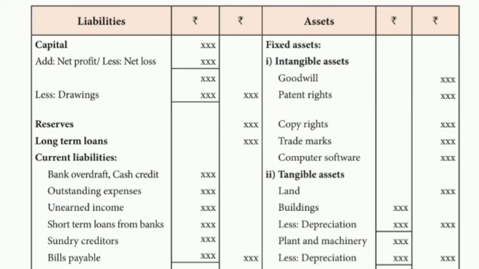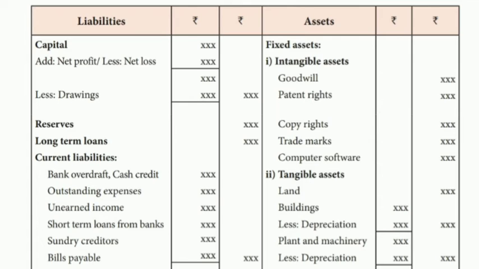Then reserves. If we want to keep a particular part out of the profit, that comes under reserves. Companies are not distributing all the net profit. They commonly do not distribute the whole profit to the owner; rather, part of it is kept as a reserve to meet contingencies in future. So there are many reserves in companies. Then long-term loans, given by institutions; debentures and all come under this category.